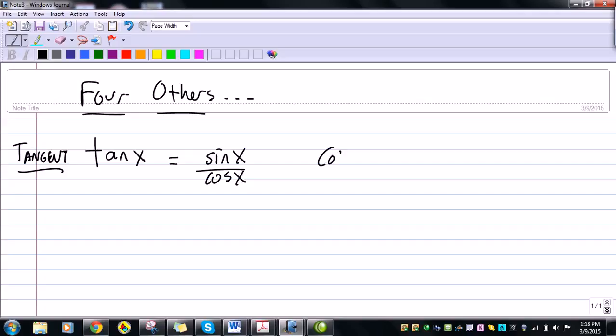The other function is called the cotangent, and that's how we spell it. We write it as cotangent of x is equal to the ratio of the cosine of that same angle x over the sine of that same angle x.